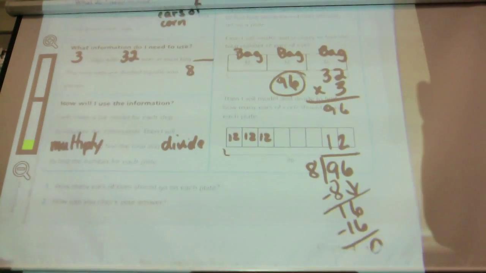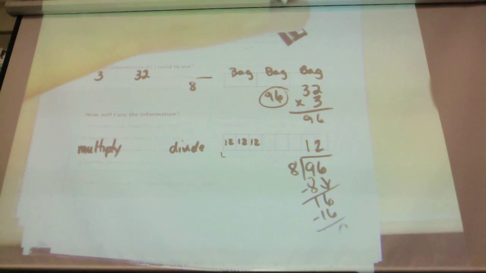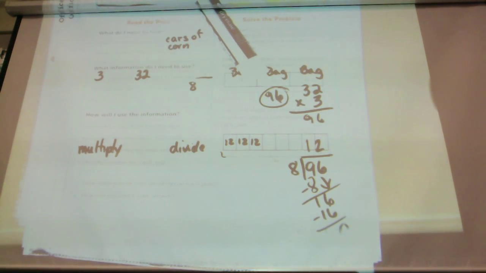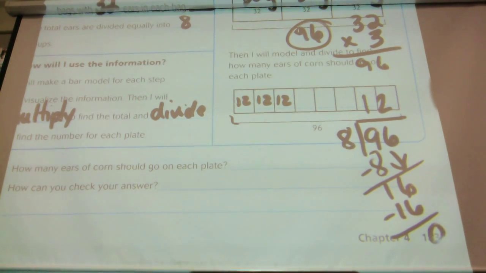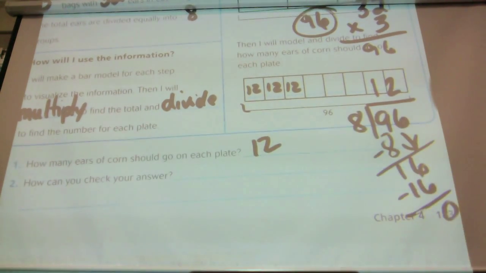Okay. Real quick, go ahead and copy down the numbers that we did here. And then we'll answer the 1 and 2 at the bottom in a minute. But you can start thinking about it if you get it copied down real quick. How many ears of corn are going to go on each plate? 12. We already asked that question, haven't we?